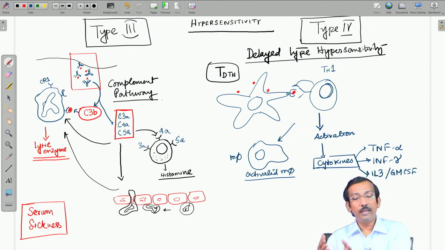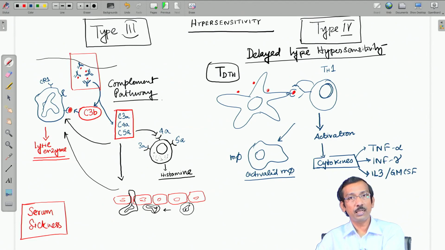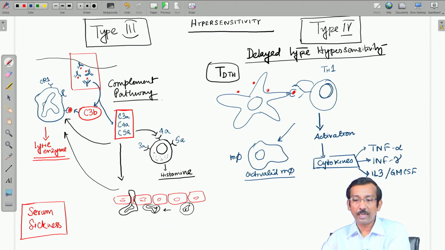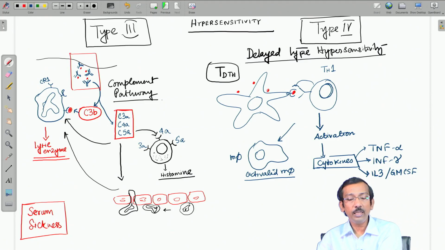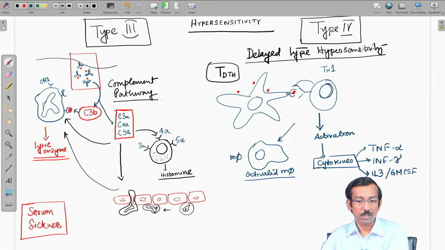They are delayed because they need the involvement and activation of T helper cells, which leads to the release of cytokines, mostly inflammatory cytokines, which lead to inflammation. They can also activate the macrophages locally, the tissue macrophages, and then you have these inflammatory responses.